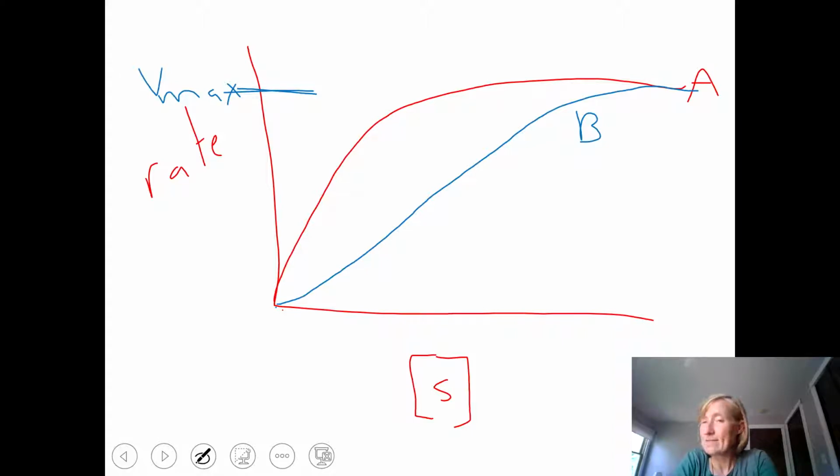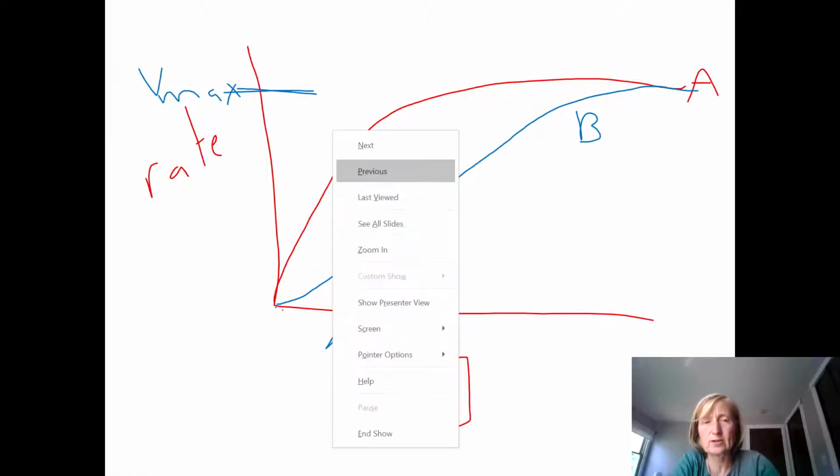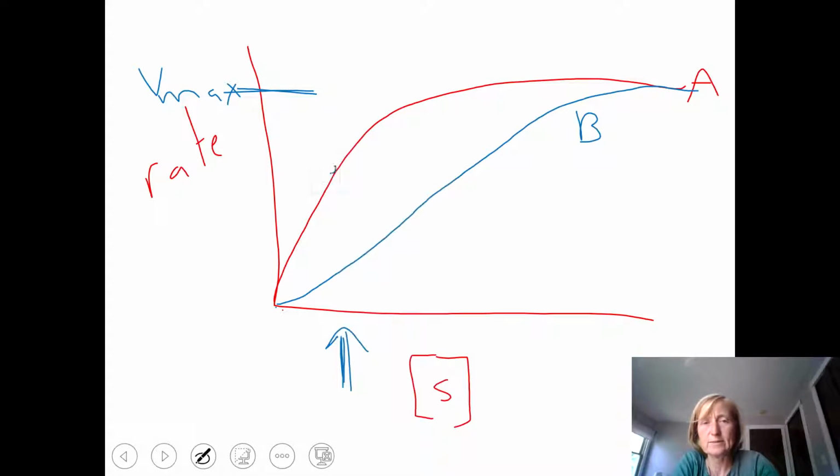Well, they have the same Vmax, but we might say that enzyme A is more efficient because at low substrate concentrations, which enzyme has the faster rate? Enzyme A does, right? At this low substrate concentration, the rate of the reaction under enzyme A is up here. The rate of the reaction under enzyme B is down here. Enzyme A is more efficient at grabbing the substrates and catalyzing the reaction.